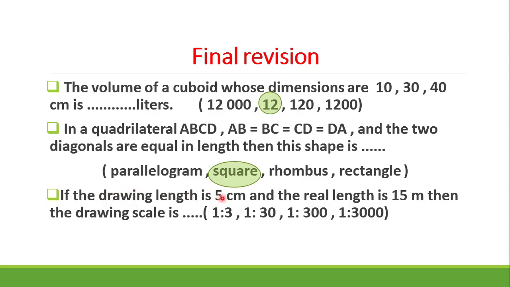If the drawing length is 5 centimeters and the real length is 15 meters, I want to calculate the drawing scale. Drawing scale equals drawing length over real length, but they should have the same units. So I'll multiply 15 times 100 equals 1,500 to convert it into centimeters. Now we have 5 over 1,500. By dividing both terms by 5, the result will be 1 to 300.